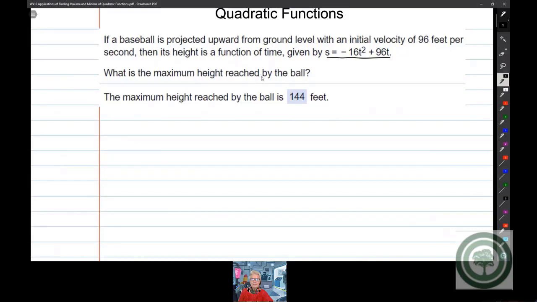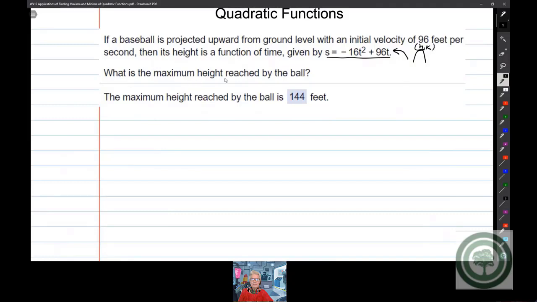What is the maximum height reached? Note, this is a quadratic. The leading term is negative. You're going to have a cupped down parabola. You're looking for the maximum height. That's K. The amount of time it takes to reach the maximum height is H. And K is the maximum height reached.